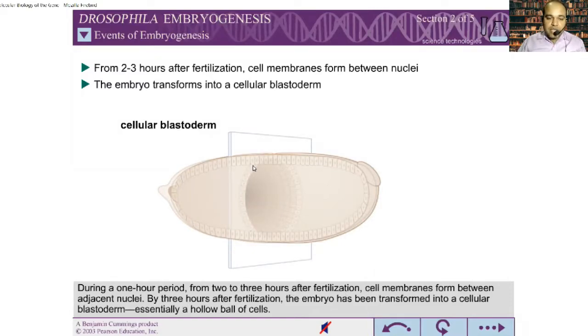There is the appearance of cell membrane. By 3 hours after fertilization, the embryo has been transformed into a cellular blastoderm. Now it would be referred to as blastoderm. That means this structure is now called blastula. आप लोगों को पता होगा कि एक मोरुला होता था, उसके बाद में दूसरा हो जाता था क्या? Blastula हो जाता था. So how does this morula and blastula get produced?